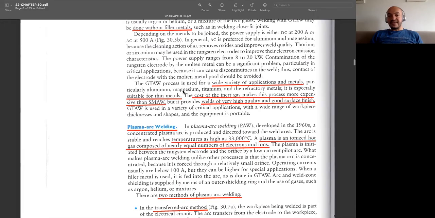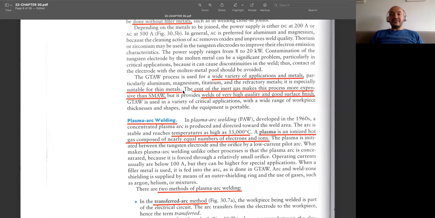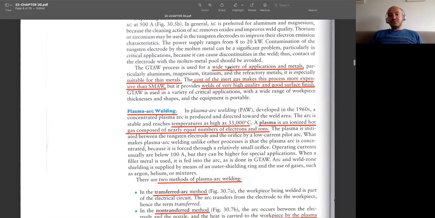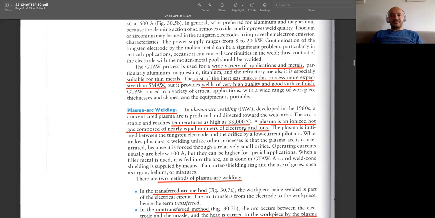With this process, we can join various types of metals together. Most of the time, we use it for thin metals, and we use reverse polarity and a DC power supply. But the problem is that, compared to shielded metal arc welding, which we haven't seen yet, its cost is a bit higher. But the advantage is that its welding quality and surface quality are a bit better compared to that popular process, shielded metal arc welding.